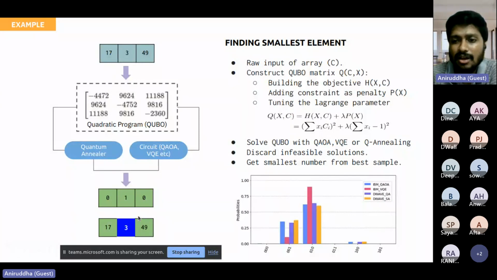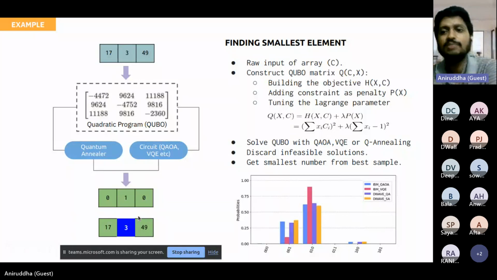So these are three examples which show you how you can formulate your problem as a quantum optimization problem. And once you formulate the problem as a QUBO, you can apply a lot of algorithms, hybrid quantum or completely quantum algorithms, to get your final result.